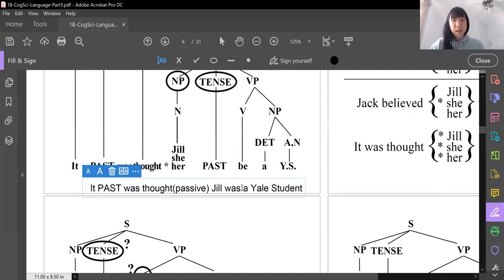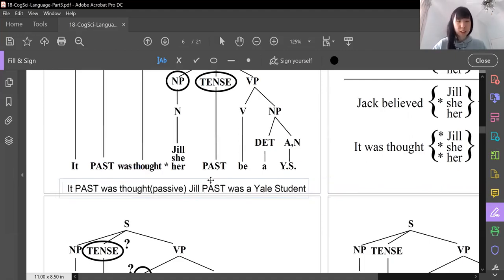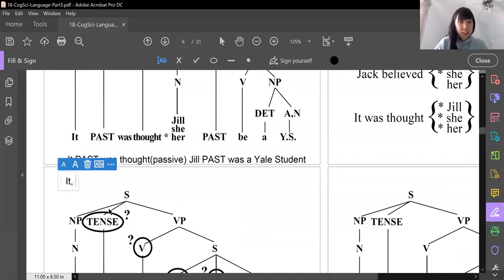Jill was a Yale student, so was is also past tense. Okay. What are all the noun phrases? That's the first thing I would do, because you want to know all of the case assignees, all the things that need case. Those are the noun phrases: it, Jill, and a Yale student. Keep in mind, a Yale student is the whole noun phrase, not just Yale student. You have to include the a with the noun phrase. Okay, so even beyond this, now let's get all of the case assigners, all of the things that can assign case.